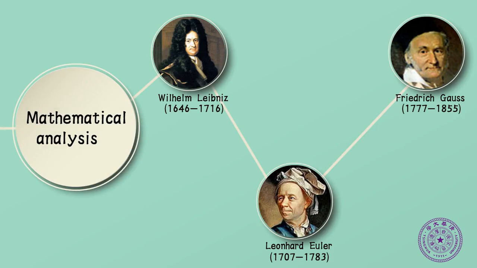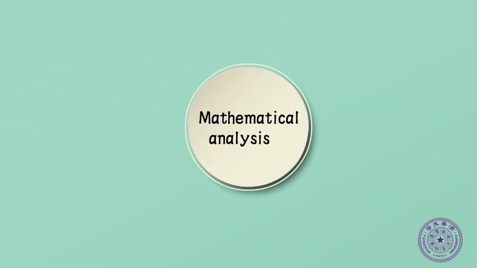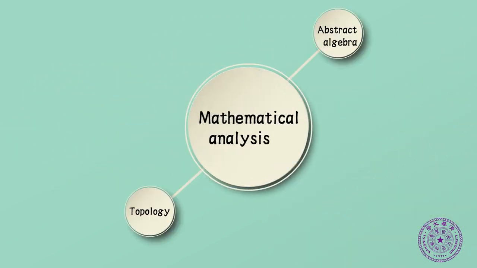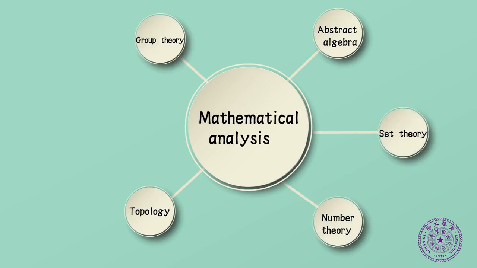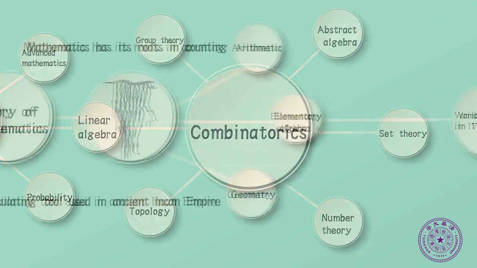Later, we discovered that mathematical analysis alone is insufficient. So upon the foundation of mathematical analysis, we developed topology, abstract algebra, group theory, set theory, number theory, etc. These form the basis of modern mathematics. With the development of computers, people gradually found that combinatorics has become a very important branch of modern mathematics, for it directly impacts the theoretical development of informatics.